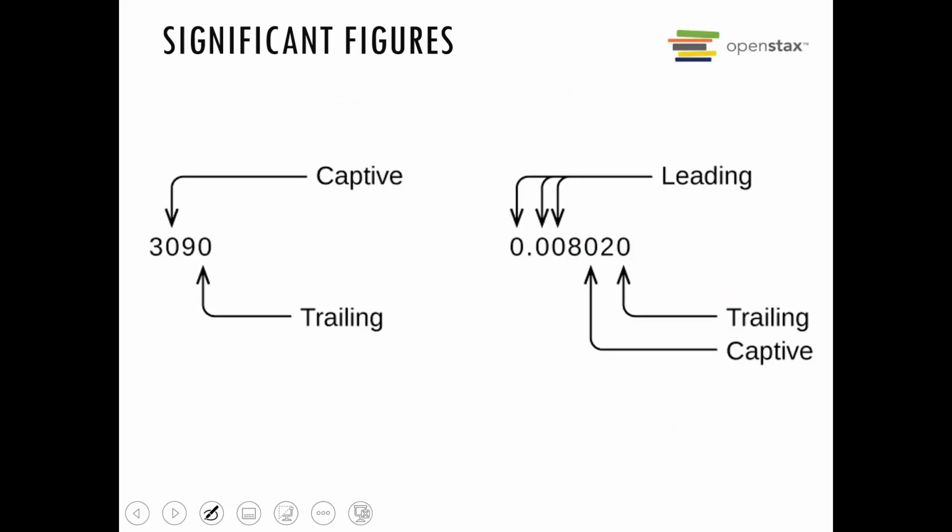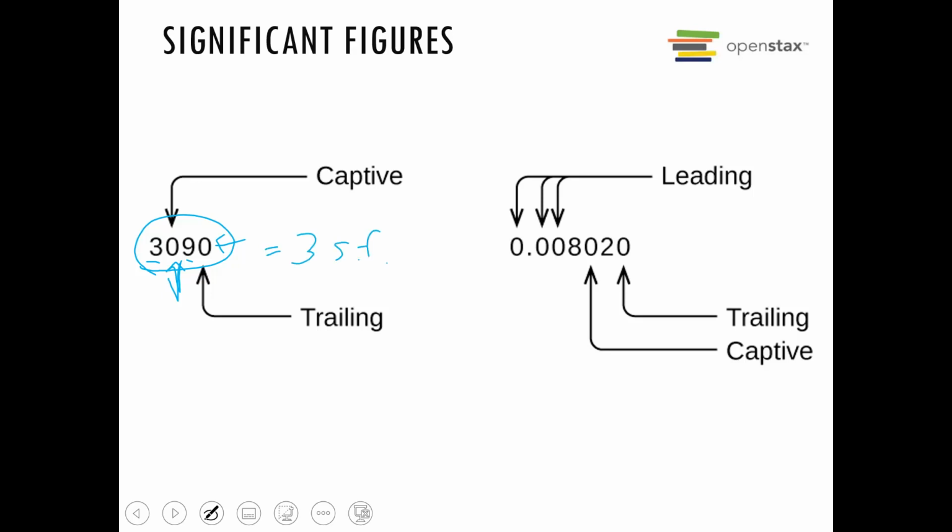So this is just a little diagram showing you this number, 3090. This 0 is captive or sandwiched between the 3 and the 9. So the 3 and the 9, of course, are significant. That 0 in between them is captive. It is significant. The 0 at the end, though, is a trailing, not significant number. So this would have 3 sig figs.